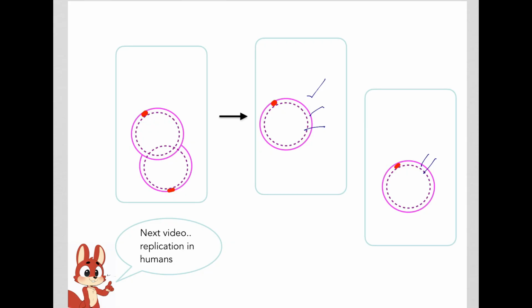So this is basically how replication occurs in the bacterium E. coli. In the next video, we shall discuss replication in humans.